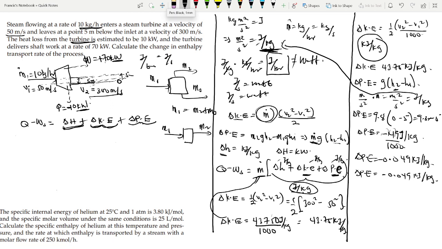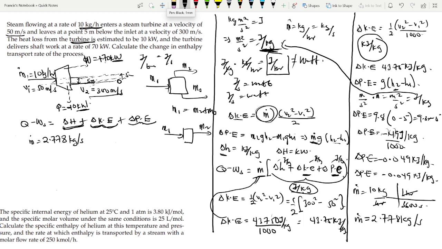Good. So now we know that our mass flow, right, was given as 10 kilogram per hour. Now, because you want to convert everything into kilowatts, you have to convert this into kilogram per second. So we do our conversion. 1 hour is 3,600 seconds. So our mass flow rate then becomes 10 over 3,600. So we get 2.778 kilogram per second. So hour cancels hour. Now mass flow rate is 2.778 kilogram per second.